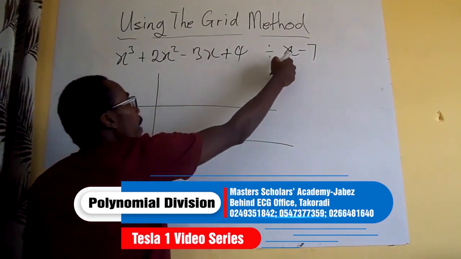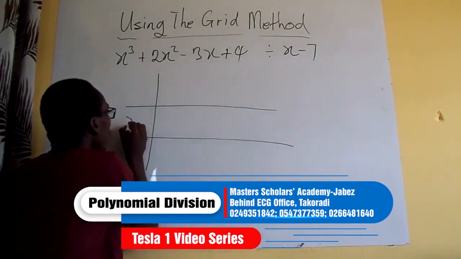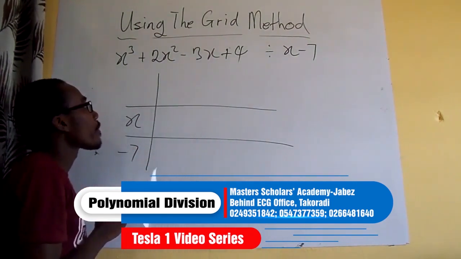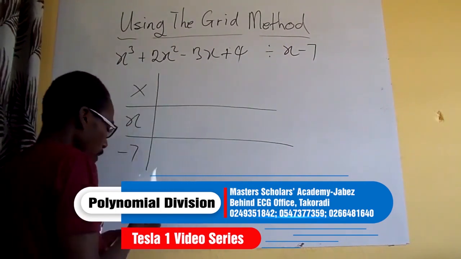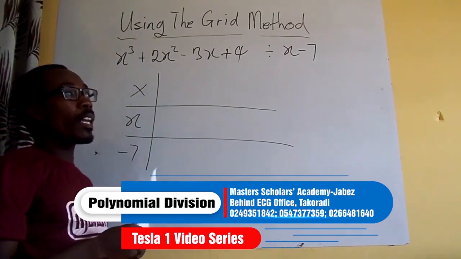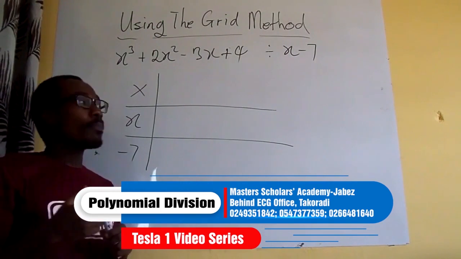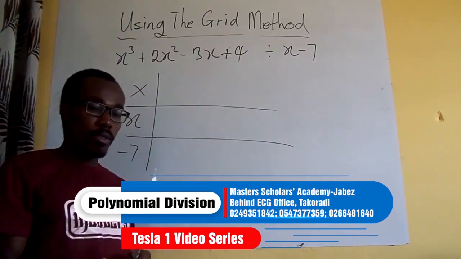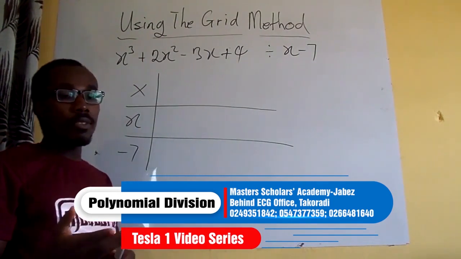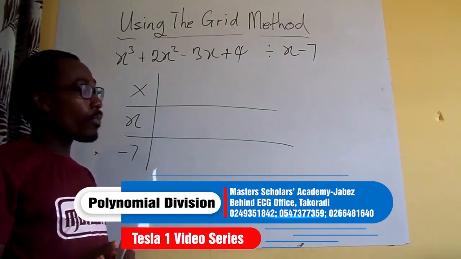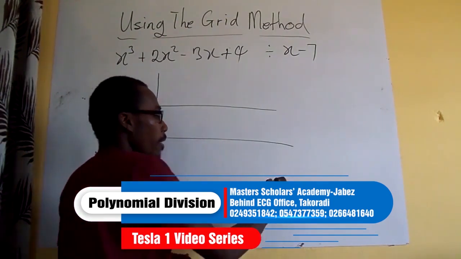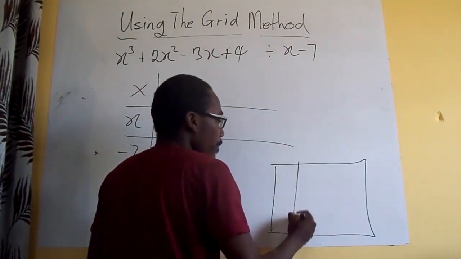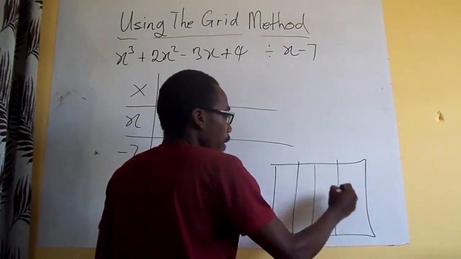Now you see x minus 7, so you put your x over here and your negative 7 down here. What you have here is multiplication, and this is similar to the multiplication table we all used to do when we were growing up, in class 3, class 4, class 5, where you have a box, something like a table like this.